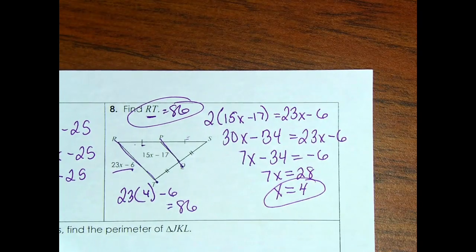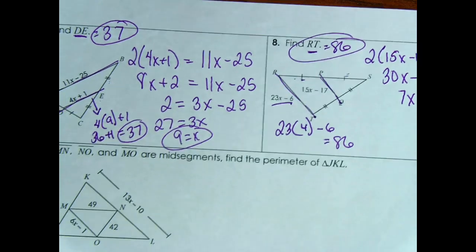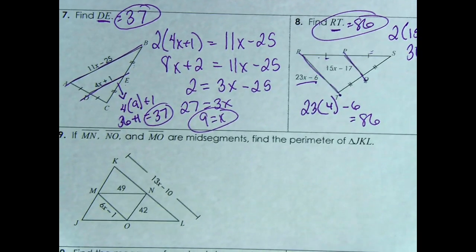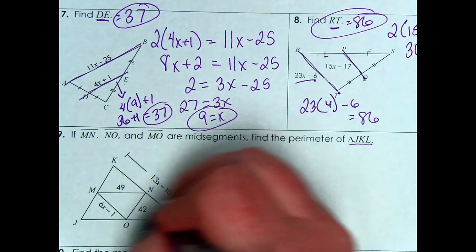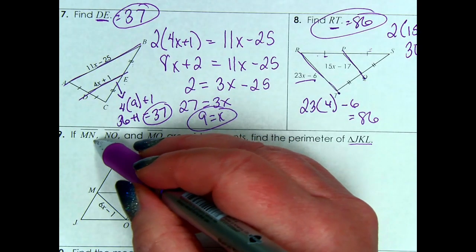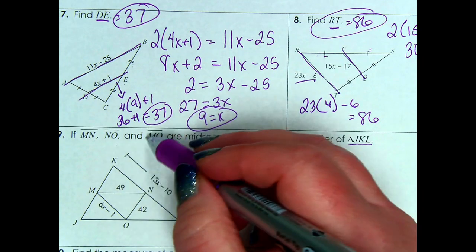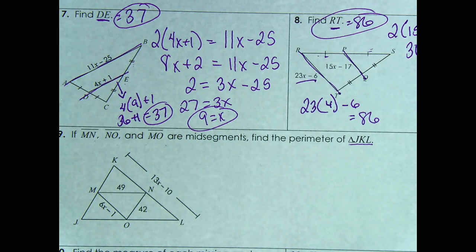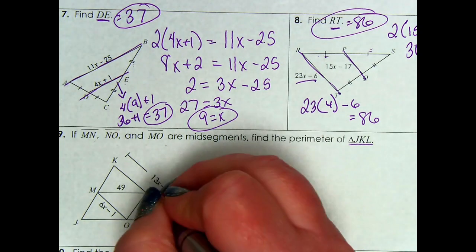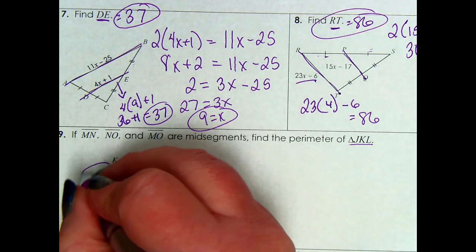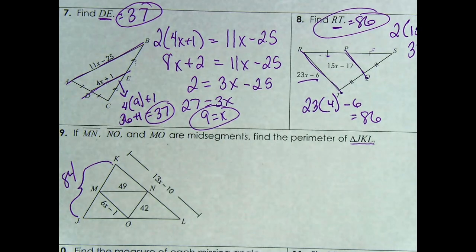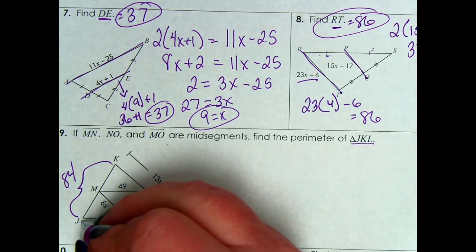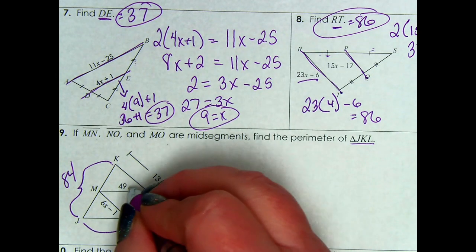Number 9 is asking you to find the perimeter of triangle JKL, which is the larger triangle, if you know that segments MN, NO, and MO are midsegments. So that means that if ON is 42, KJ is 84. And it really doesn't matter where you start. And JL is double 49, which is 98.